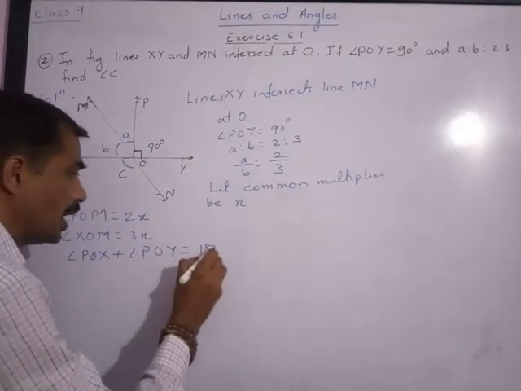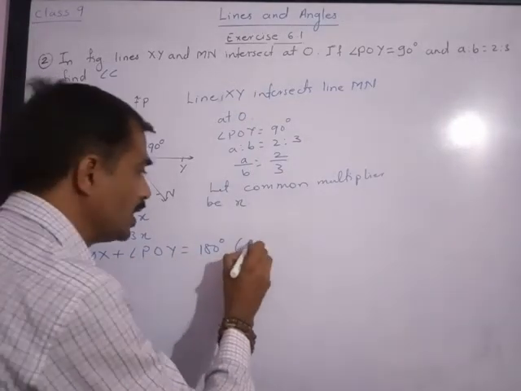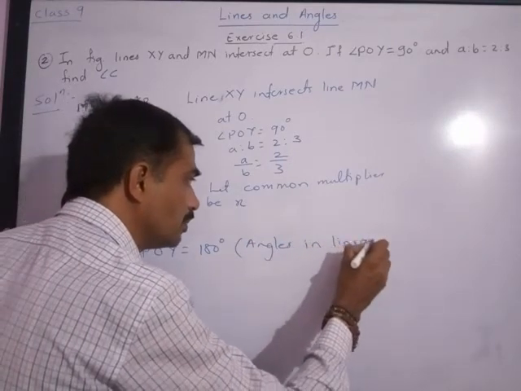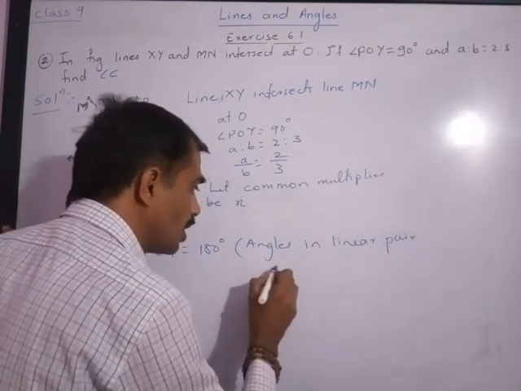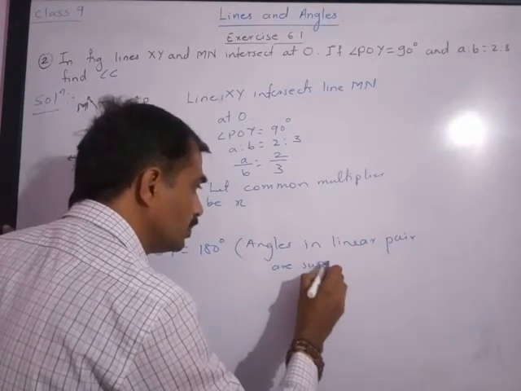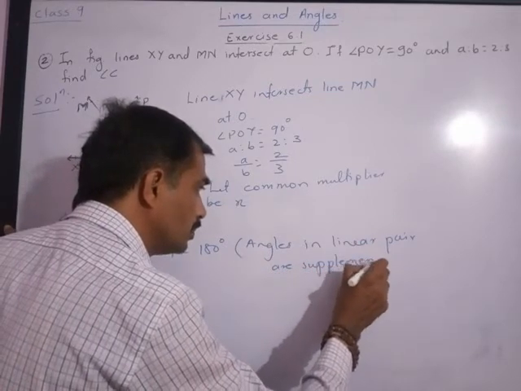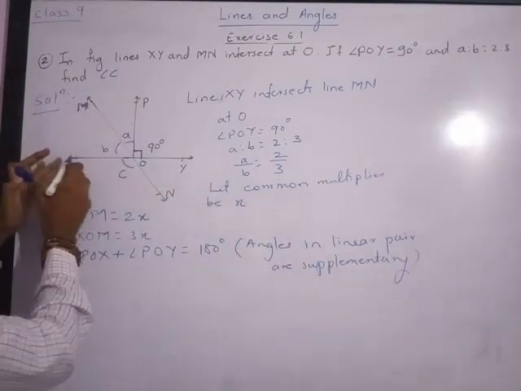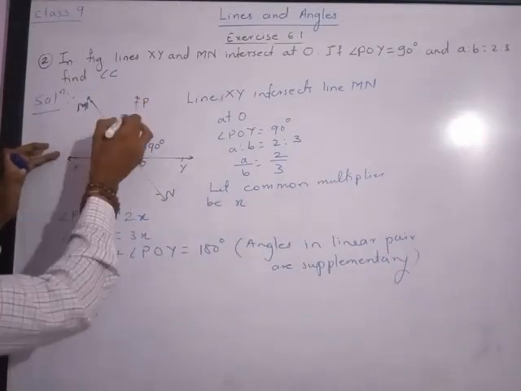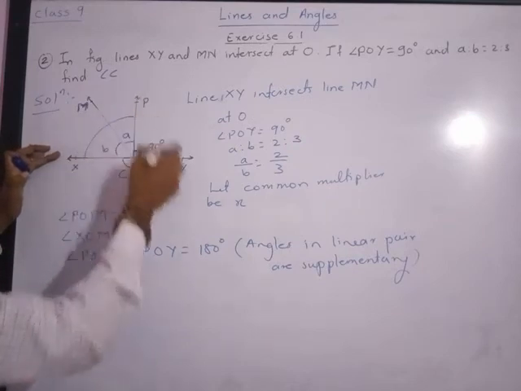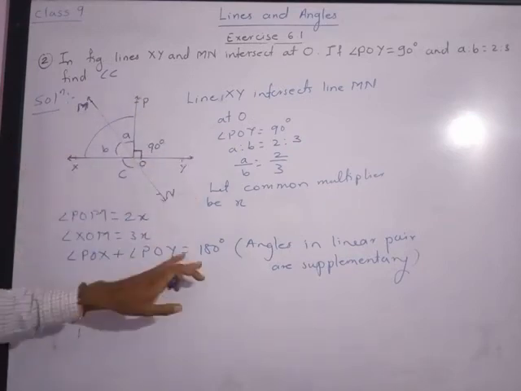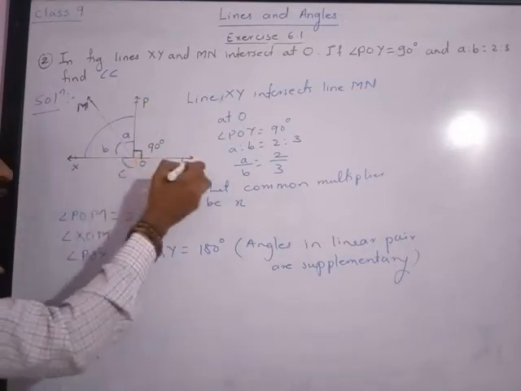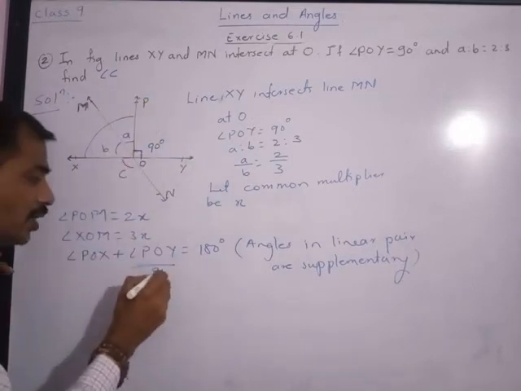Now please note, angle POX plus angle POY is equal to 180 degrees. Reason is angles in a linear pair are supplementary. Please try to understand this. These two angles, POX meaning this total angle, and POY is equal to 180 degrees. Reason is these two angles are on the line. But out of that, POY is given to us as 90 degrees.